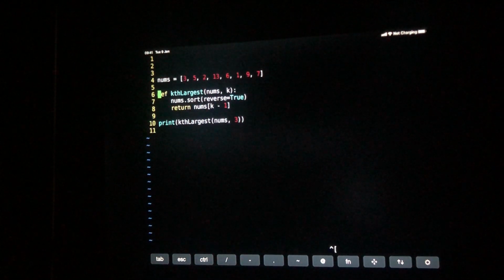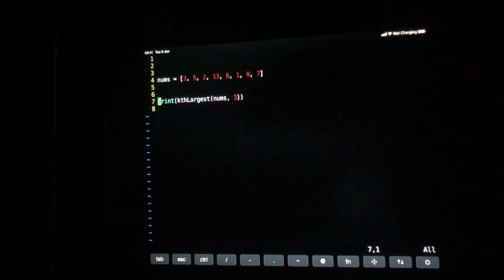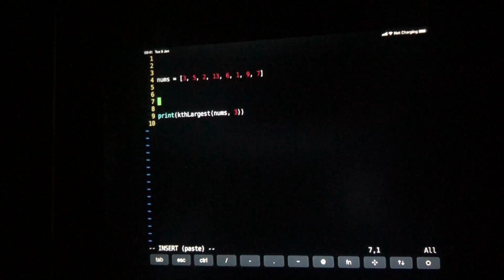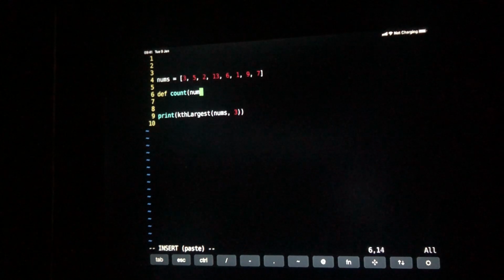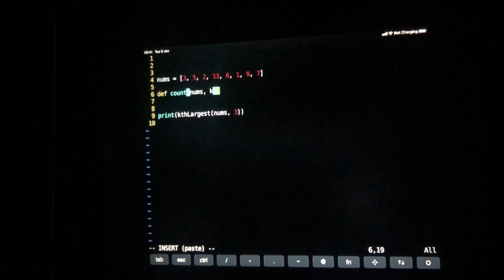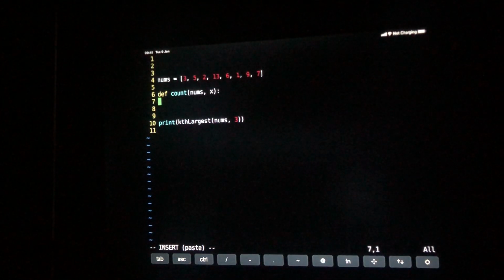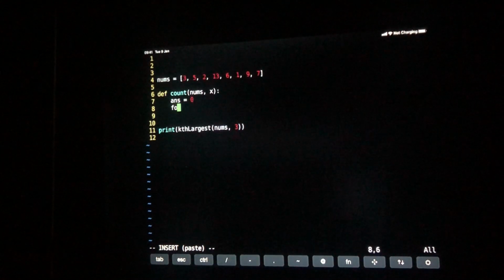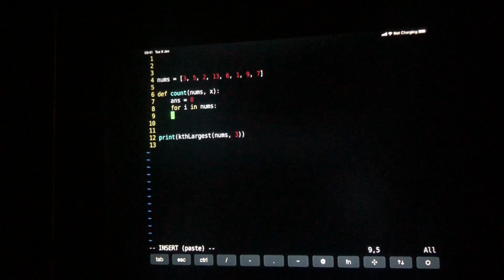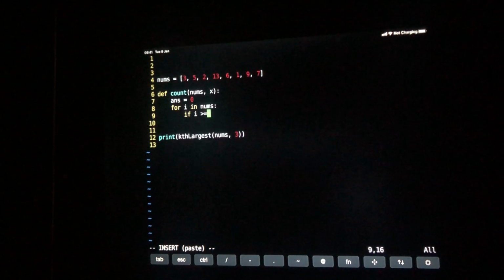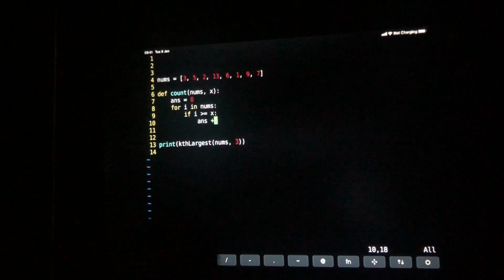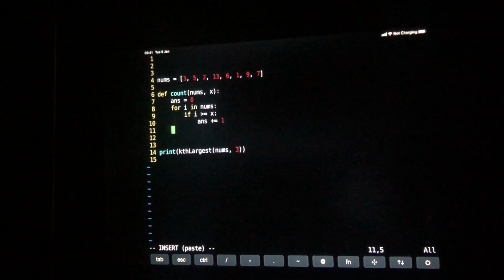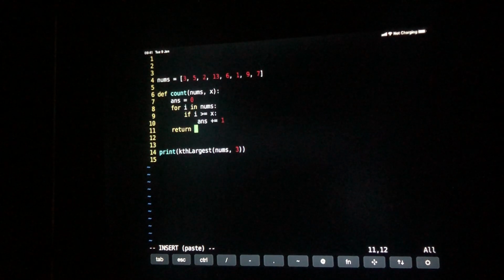Okay, so let's delete this. Remember, we talked about how we need to define the function. Define count. Nums, k, x. Then you tell me answer equals 0, for i in nums, if i is bigger or equal to x, what should we do here? Answer plus equals 1, right? And then return what? Return answer. Well done.